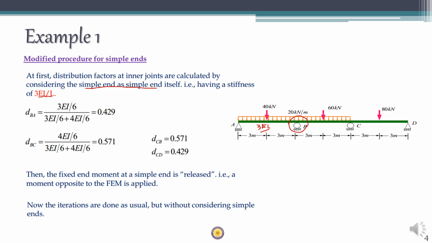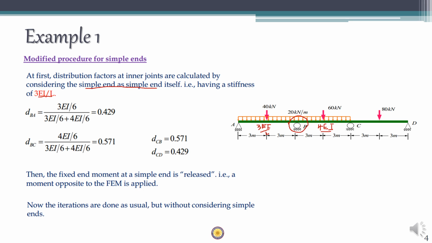3EI by L, and if you consider this point, the far end C is an internal joint, which means that it is a fixed end, so the stiffness becomes 4EI by L. Now you have to find the distribution factor for span BA and BC according to these stiffness values.